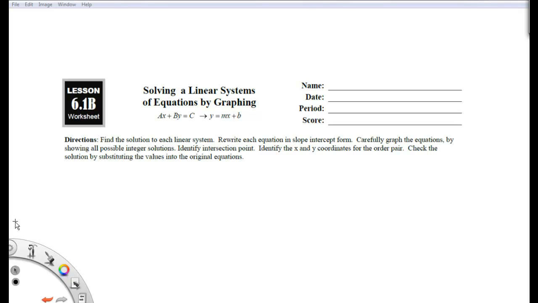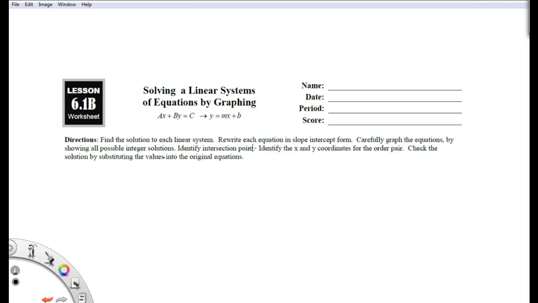Well, welcome everyone. This video is going to go over how to solve a linear system of equations by graphing, and we're going to be looking for the intersection point. And if we find an intersection point, then that will be an integer solution, and we'll take those two integers and check them against the original problem.